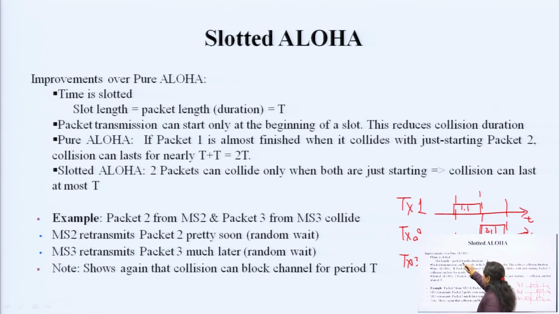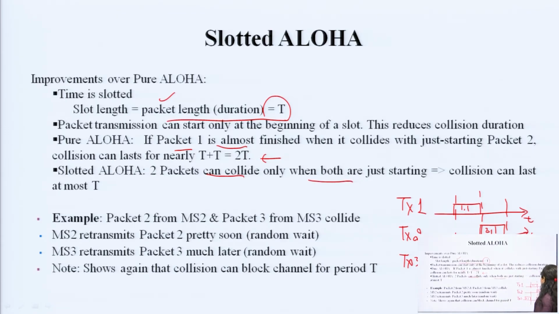So, time is slotted, and the slot length, that is the packet length duration, is t. Packet transmission can start only at the beginning of a slot. So, this reduces the collision duration compared to pure Aloha. In pure Aloha, if packet 1 is almost finished when it collides with just starting packet 2, the collision can last for nearly t plus t, that is 2t. In slotted Aloha, 2 packets can collide only when both are just starting, so the collision can last at most t duration.